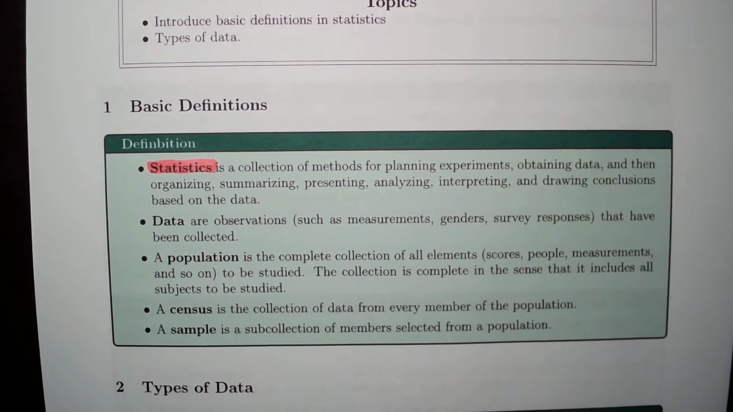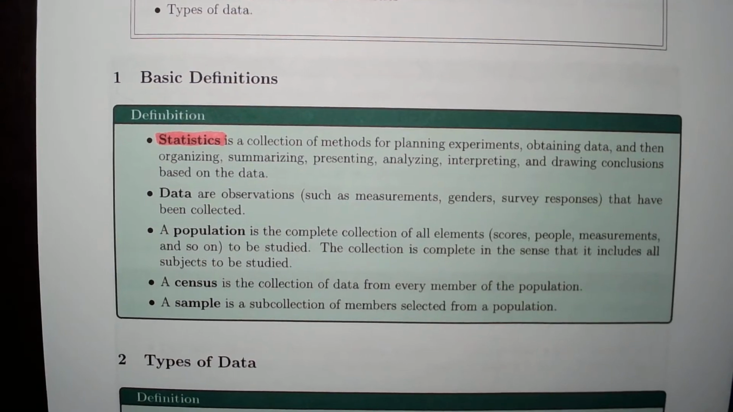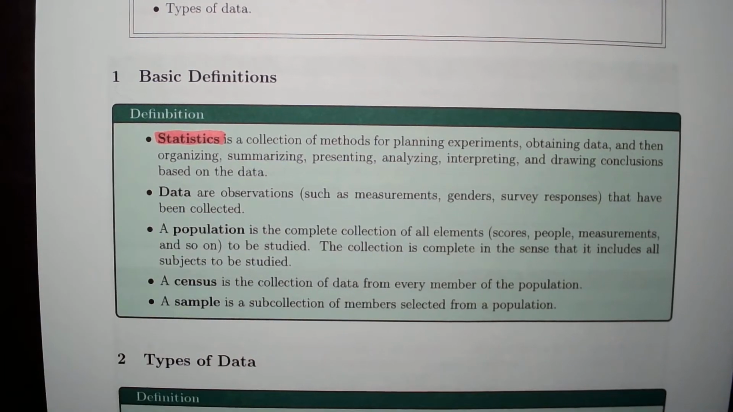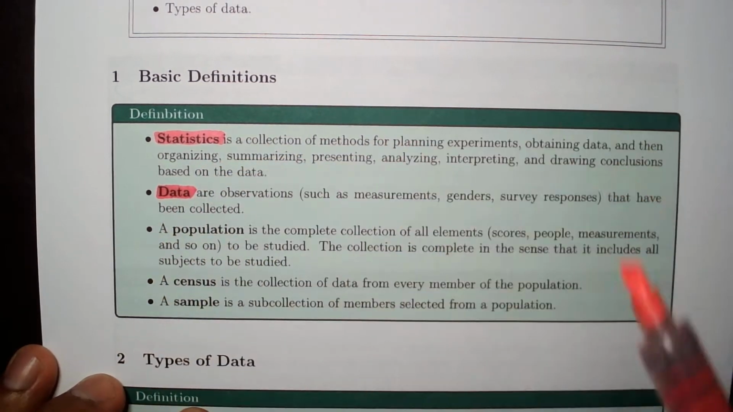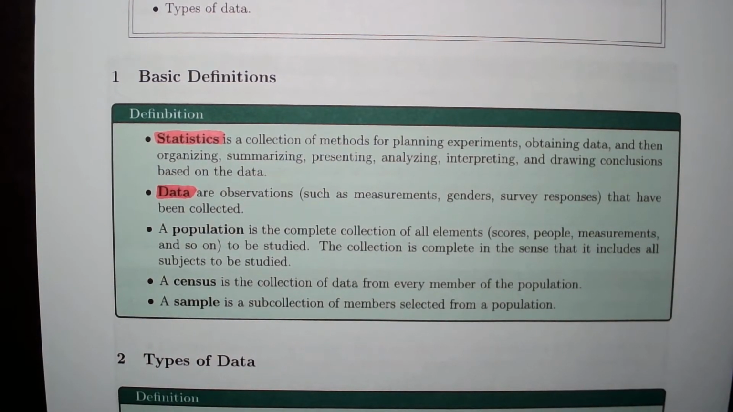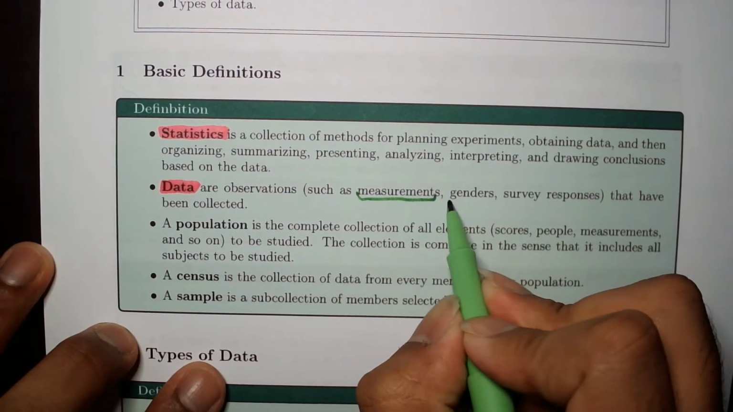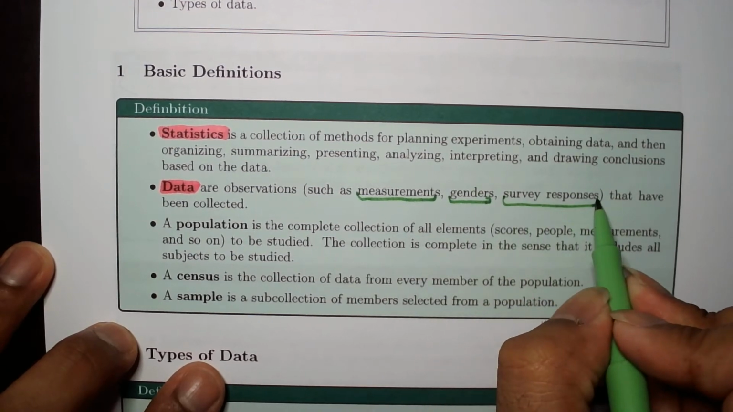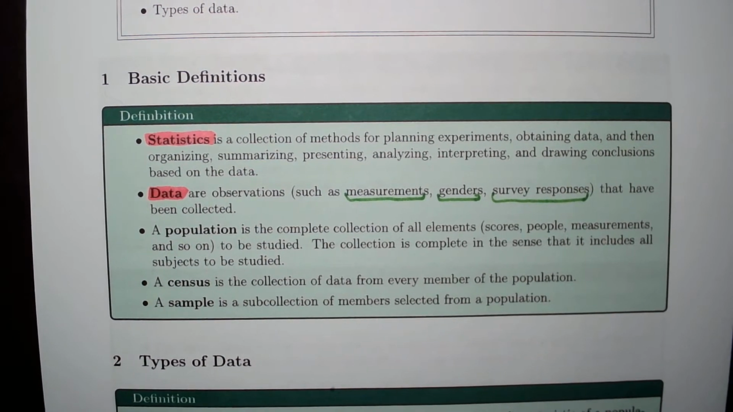Right, so now they mention here obtaining data. What's data? There's a lot of kinds of data. Data are observations. That's pretty much what it is, observations. But in this case, there are many different kinds of data. For example, we take measurements, look at genders, survey responses, etc. There are many ways to obtain data and to define kinds of data.